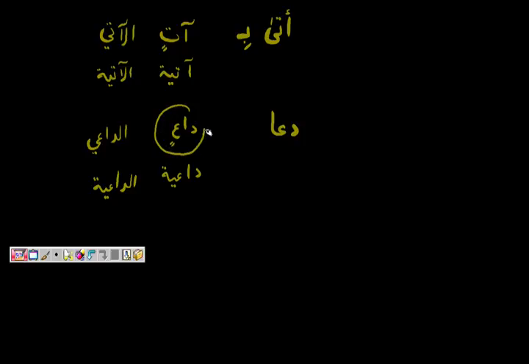So, just to take one example, da'in. If it's marfu, we'll say ja'a da'in, correct? A caller came. If it's mansub, ra'aytu, what will I say? Da'iyan. Thank you. Why? Because remember, with the mansub, it will take the fatha. If it has alif lam, it would be ad-da'iya. And if there's no alif lam, it would be da'iyan.